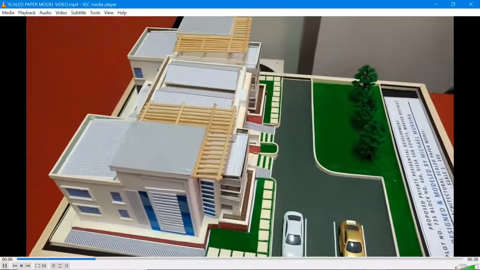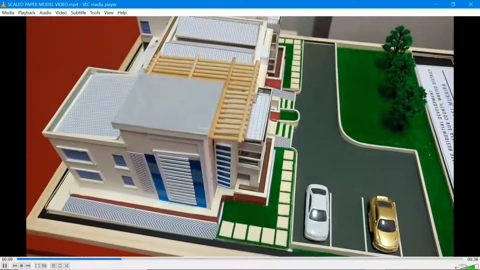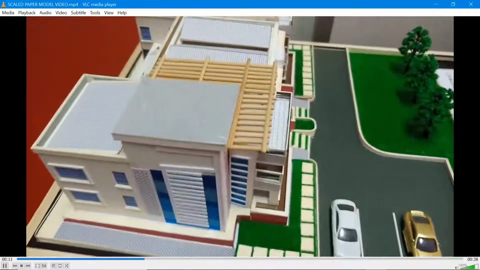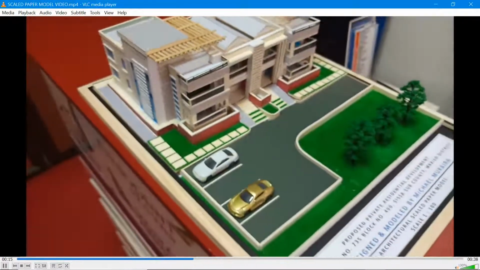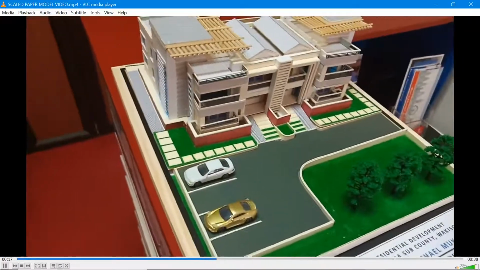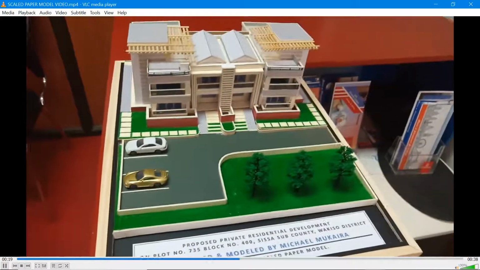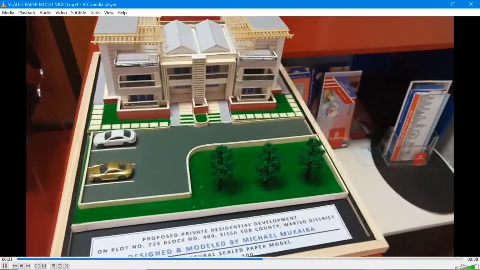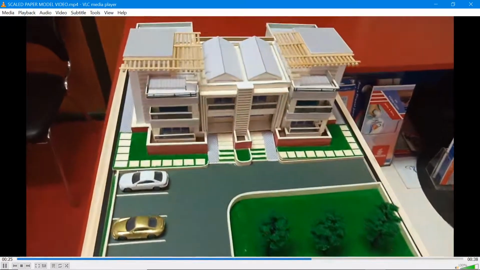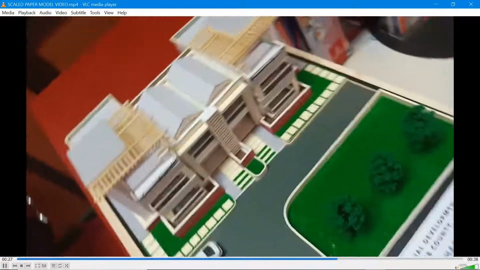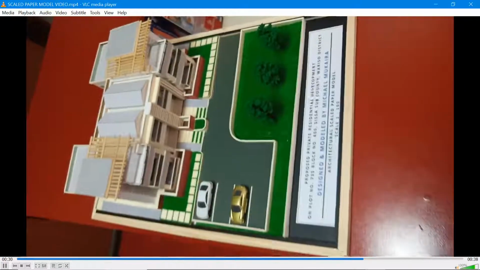This is a model that I've worked on for the same project, duplex apartments. There are basically 2 units. Each unit is 4 bedrooms. So this is the parking. That's it, it was really simple in nature.